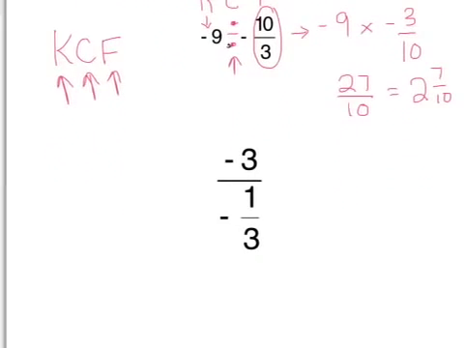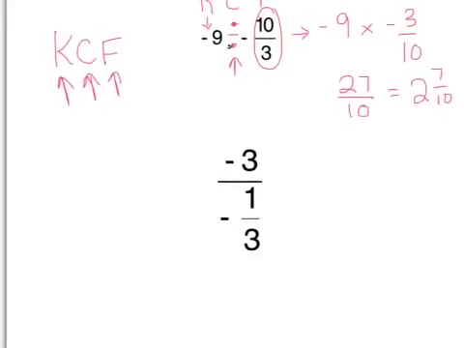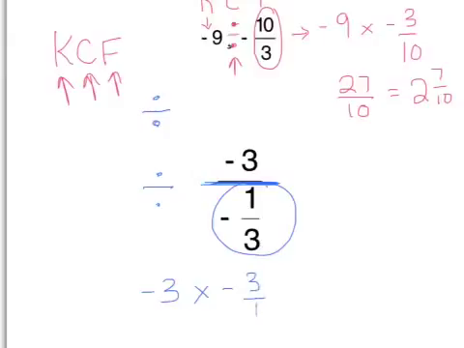All right, let's look at an example with a bar. Usually I don't use that division symbol anymore, do I? We don't really see that all too much. What you are going to see is that fraction bar, and remember that that fraction bar means division. Okay? So if we follow KCF, we keep negative 3. We change the division to multiplication. Now I'm using the X, but I haven't used that in a long time, have I? And then I flip what's on the bottom. So negative 1/3 becomes negative 3 over 1.